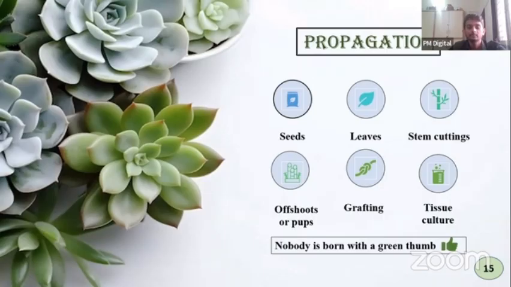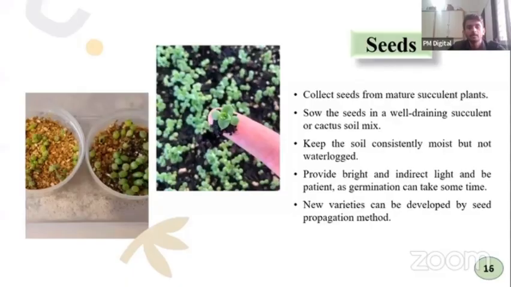But I believe that nobody is born with a green thumb. Learning is more important in this process. If you are going to propagate this plant, you may kill the plant, but it's completely okay. Learning is more important. Now coming to the first method, which is seed. Collect the seed from mature succulent plants.